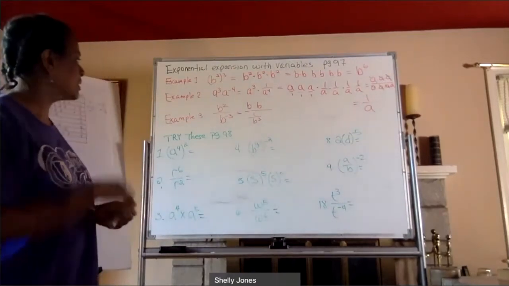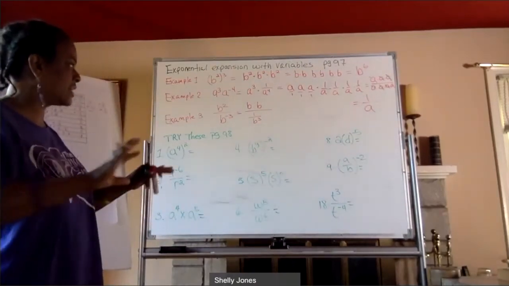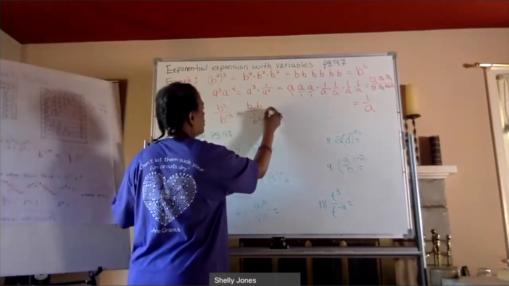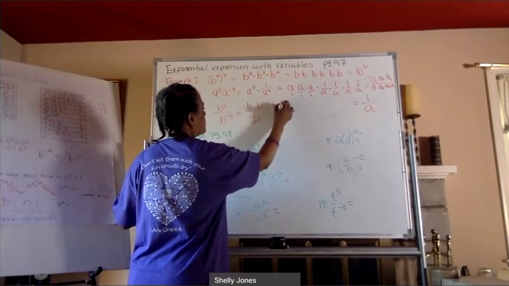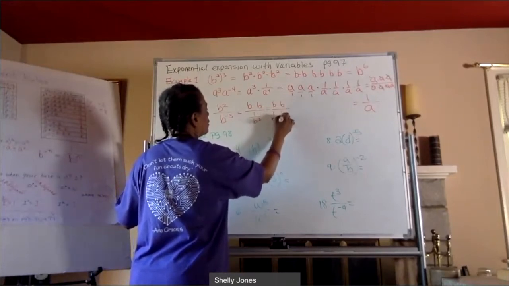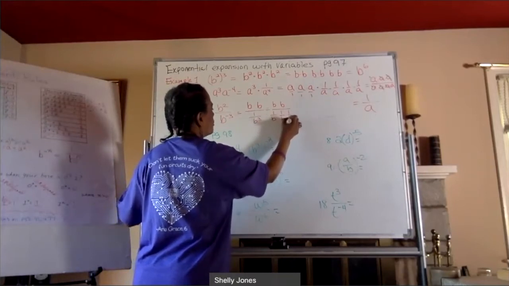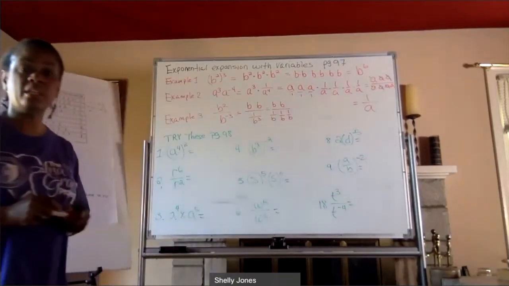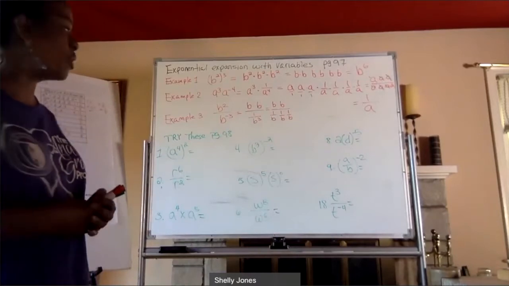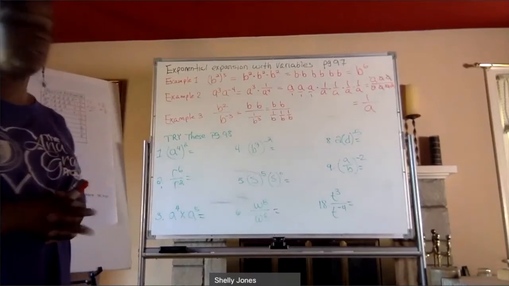Okay, so let's see, what can I do now? I can expand that out a bit. I have b times b over 1 over b times 1 over b times 1 over b. That makes sense, right? B to the third is b times b times b. So 1 over b times 1 over b times 1 over b.